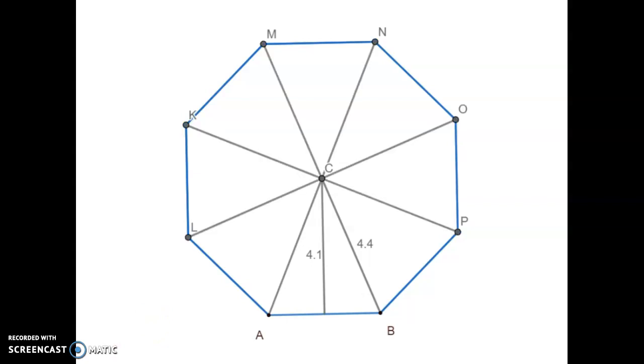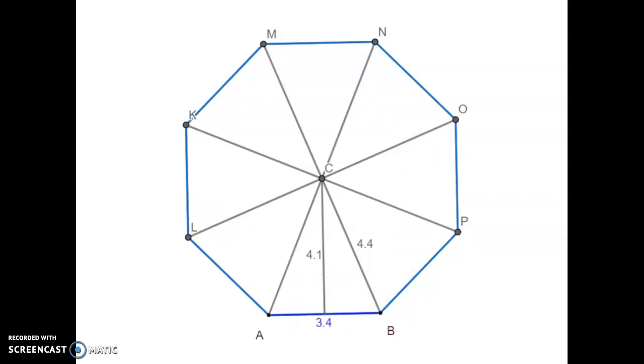Now I've taken the liberty of drawing some more triangles. Each one of these triangles that you can see, like triangle CAB, we have CBP, CPO, CON, CNM, so on and so forth. Each one of these triangles is congruent. So that means that you could draw this altitude here and have a 4.1, and that means each one of these sides here is also 4.4. So in order to find the area of this octagon, all I need to do is find the area of this triangle and multiply it by 1, 2, 3, 4, 5, 6, 7, 8.